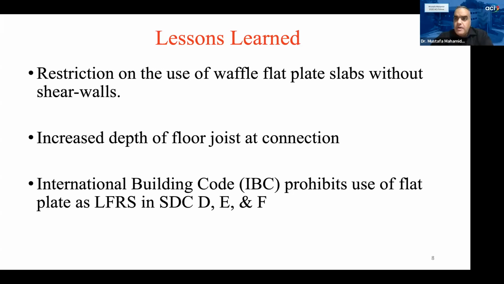But to use a slab, a flat plate without drop panels or without beams, that's fine. You have another system, which is shear walls or moment frames, to take care of the lateral loads in seismic design categories D and F. That should be no problem. But as a moment frame, you cannot use it in seismic design categories D and F, but you can use it in seismic design categories A, B, and C. That should be no problem, with height limitations, of course.